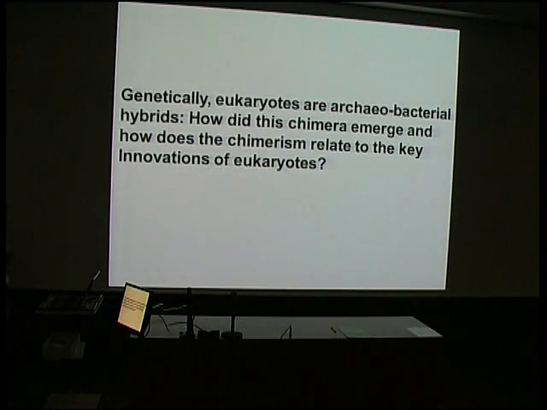It's a remarkable observation that is at some level well known, but I think still underappreciated. So genetically, eukaryotes are archaeo-bacterial hybrids. And this, I think, immediately begs the question: how did this chimera emerge in evolution, and how does this chimeric organization of eukaryotic genomes relate to the key innovations of the eukaryotic cell?